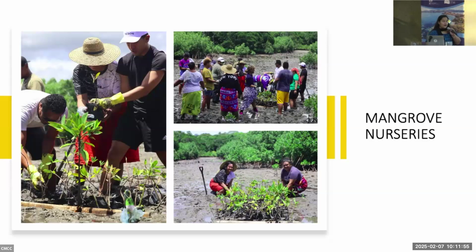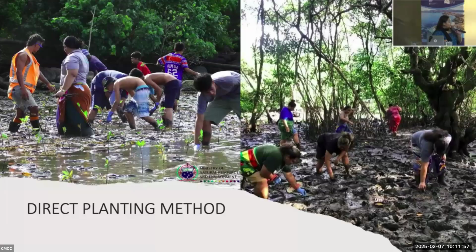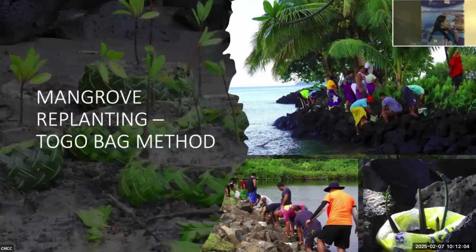So we establish mangrove nurseries using the direct method of planting. We just plant them in. And the Tongo bag method, which is now a pilot method in Samoa, which we try in order to stabilize our seawall. So we have rock seawalls, and this is a pilot. We were trying to see if it's successful, and so far we've seen the growth of these mangroves, and we hope it'll stabilize our seawalls.